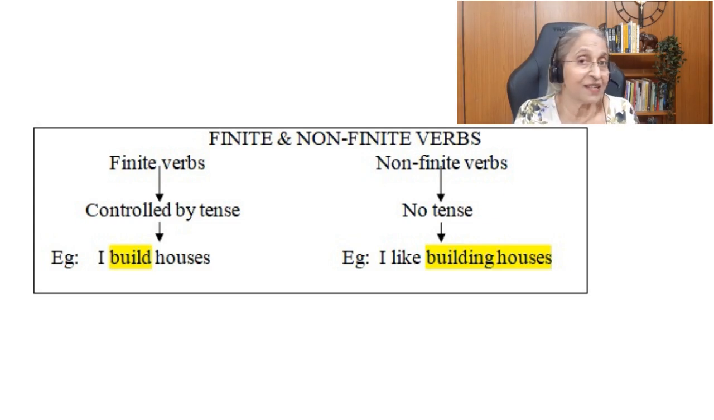I liked building houses in the past. Okay, I liked building houses in the past, but I no longer like it. And then in the future, I will like building houses, no doubt about it. Yes, in the future, I'll continue to like building houses. So you cannot change the tense in the word building, whereas like can undergo a tense change. So basically, non-finite verbs cannot be subjected to tense change, whereas finite verbs do undergo tense changes.